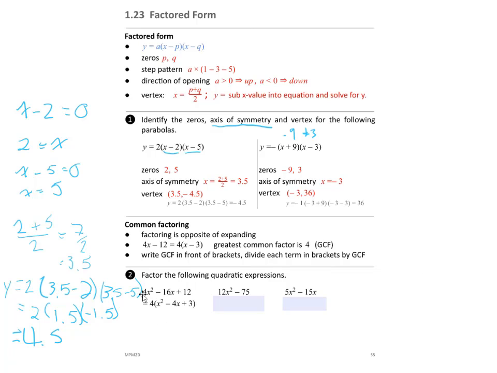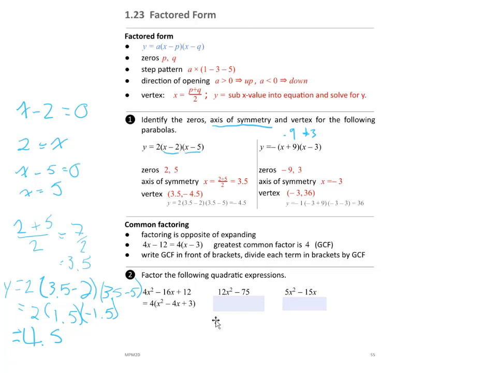So you take out 4. So 4x squared divided by 4 becomes just x squared. Negative 16x divided by 4 becomes negative 4x. 12 divided by 4 becomes 3. Simple, straightforward. That's all there is to it.